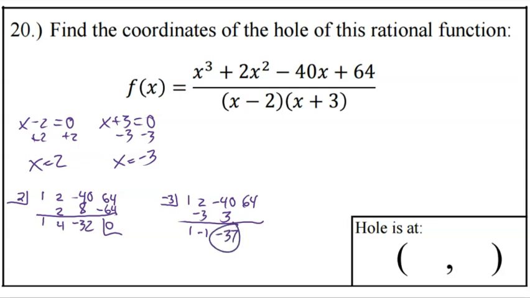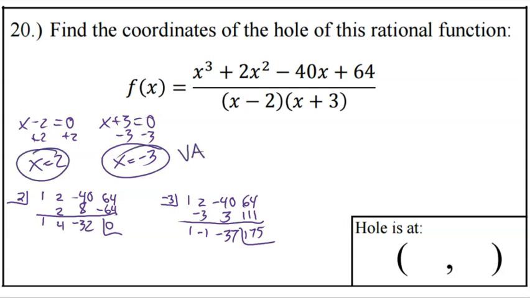And negative 37 times negative 3 is positive 111, plus 64 is 175. Remainder is not 0. And therefore, negative 3 is not a hole. That means that x equals negative 3 is a vertical asymptote, and this one is a hole, okay?